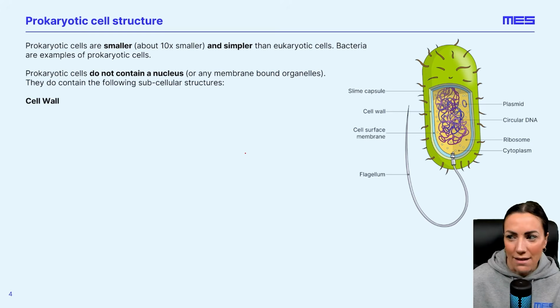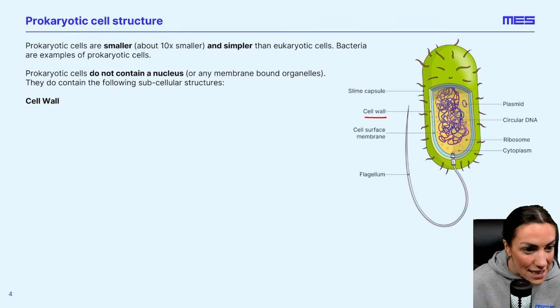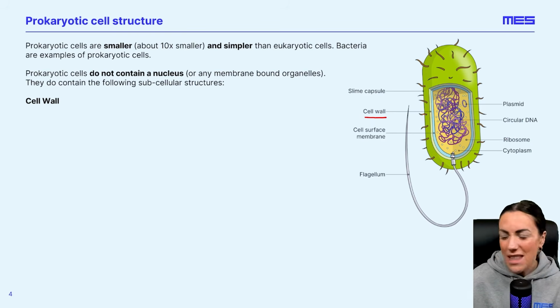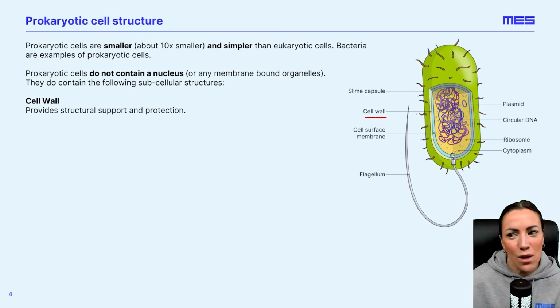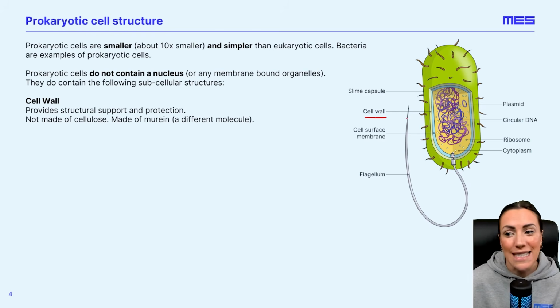So what do they have? They do have a cell wall, which you can see here. If you look closely, it's the layer that's highlighted in blue. There is a green layer around the outside, which we'll get to in a second. Now, the cell wall, just like in a plant cell, does provide structural support and protection, but it is not made of cellulose. It's actually made of a different molecule called murein.